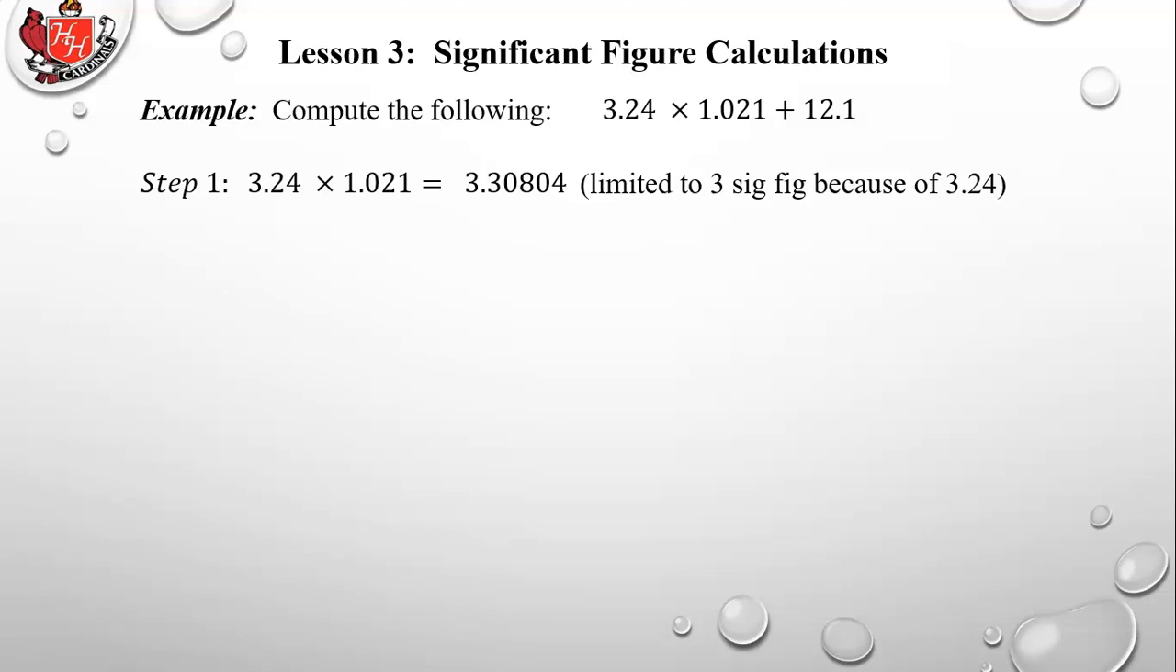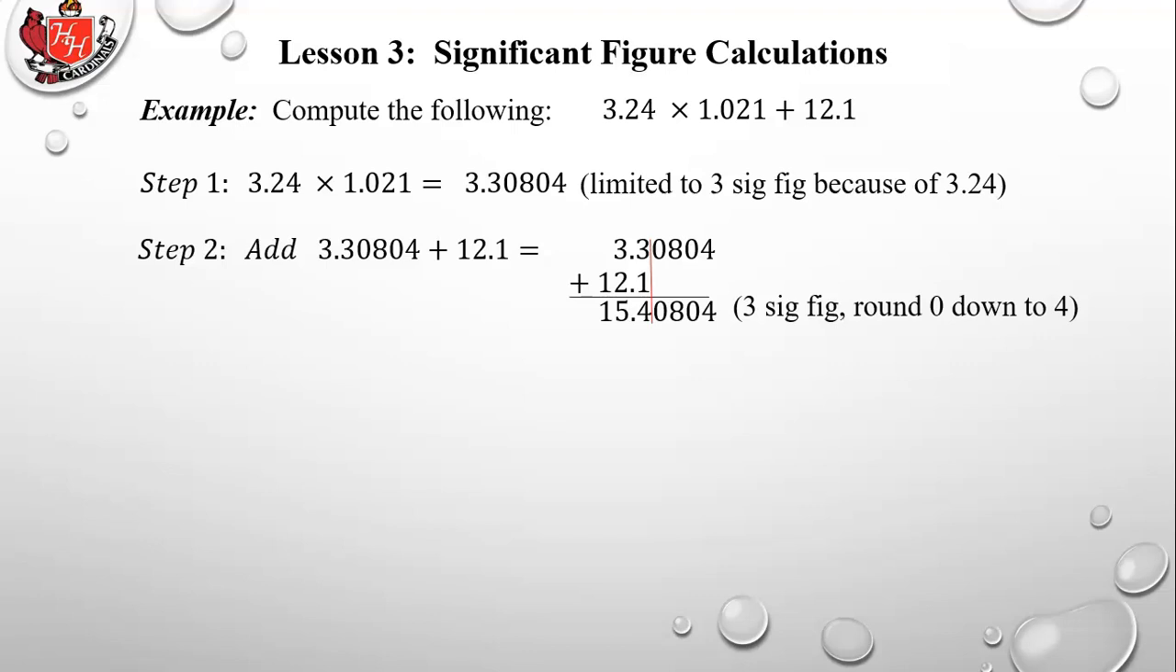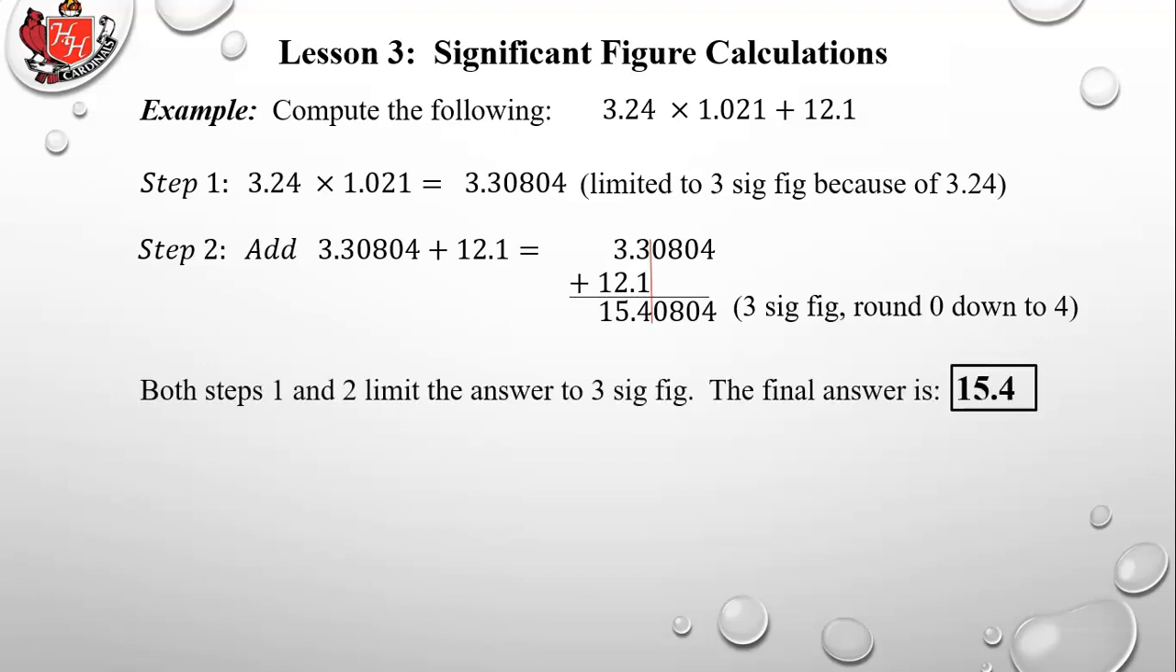So 3.24 times 1.021 equals 3.30804. That's your calculator answer, but that's limited to 3 significant figures because of the 3.24. So just note that 3.30804 is going to be 3 sig fig. Now you add the 12.1, but to the entire 3.30804. Don't cut it down before this step. So 12.1 plus that number is going to give you 15.40804. Now you do your addition rules for significant figures. You draw a line down by the 12.1, and that's going to limit you to the 3 significant figures, the 15.4. And the 0 is simply going to keep the 4 as a 4. So both steps 1 and 2 limit the answer to 3 significant figures. So the final answer is 15.4.